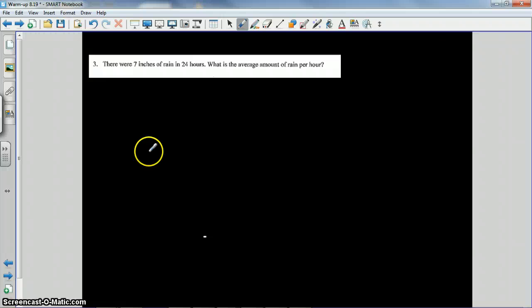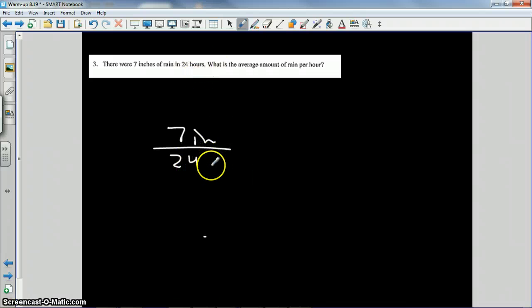So there were 7 inches of rain in 24 hours. What was the average amount of rain per hour? We actually did this as a warm-up, so you should already have it somewhere, but just in case you've lost it, just remember that whatever comes after the per is what you want as your denominator, per hour. So 24 for hours would be the denominator. So 7 inches. And then once again, if in doubt, I'm going to keep saying this because hopefully you'll remember it. If in doubt, put your time as the denominator.